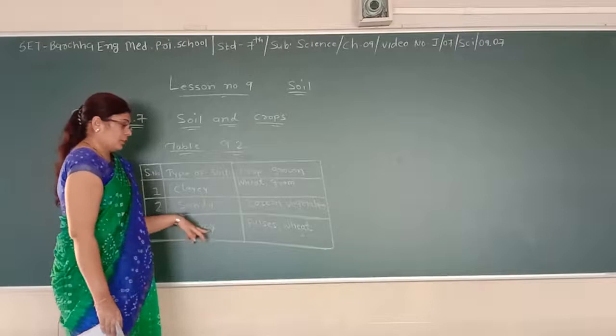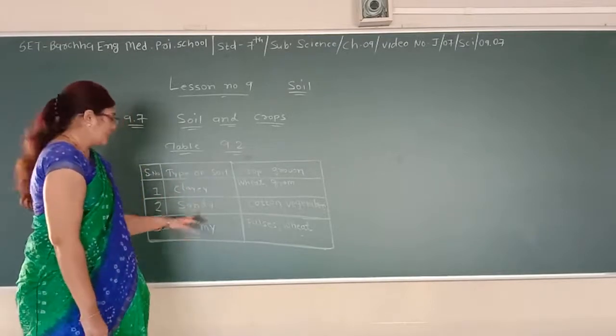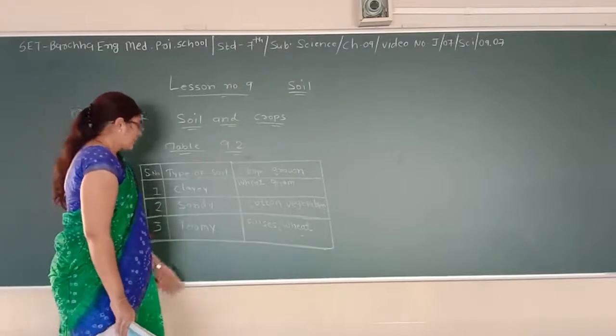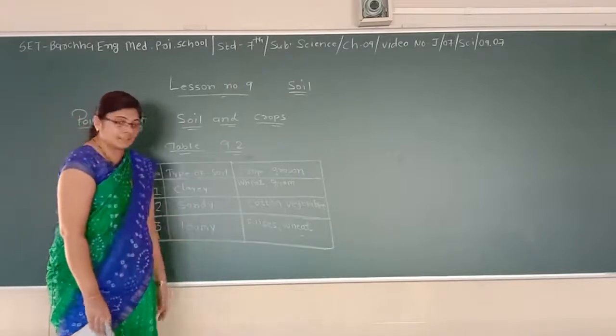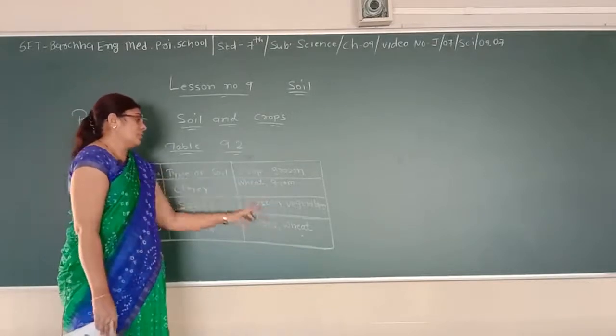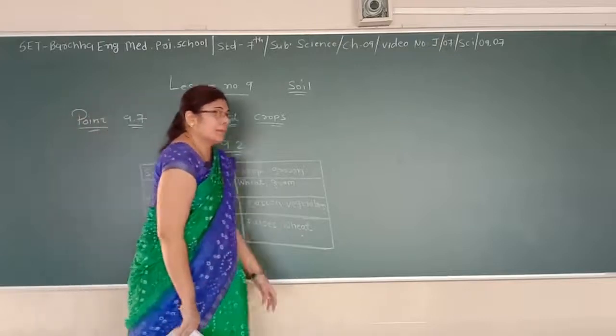Then loamy soil. See, the sandy soil is not completely sand based only. It is a mixture of some soil, but mostly it is sandy. Loamy soil is good for pulses, all types of pulses, and wheat also. Yes, wheat is in clayey and loamy soil. You can plant the wheat.